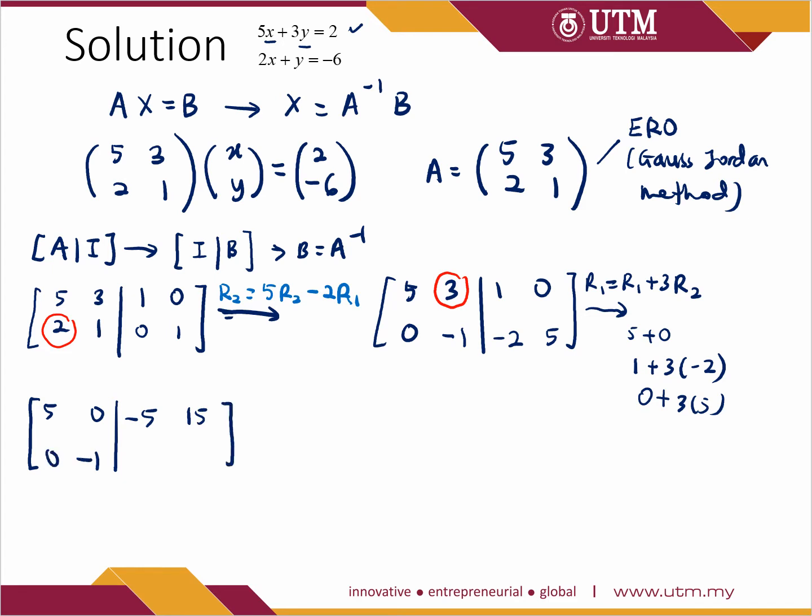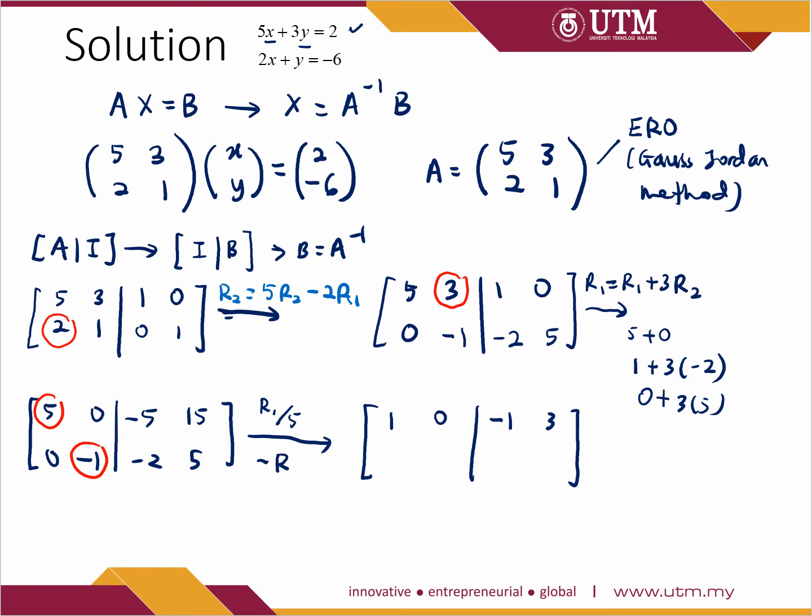And the second row, which is in this term. Okay, now the next step is that we have to make sure that the diagonal of this matrix should be 1. So in order to do that, our first row must be divided by 5. Then we will have 1, 0, negative 1, 3, and our second row should be multiplied with negative of R2. So here we have 0, 1, 2, and negative 5.